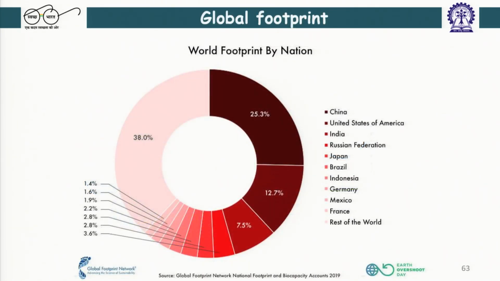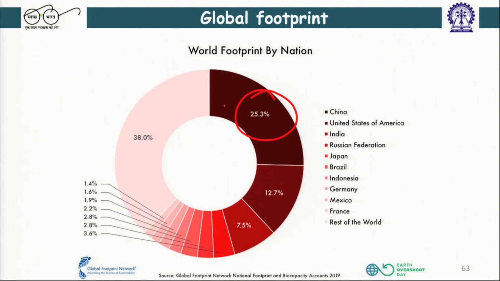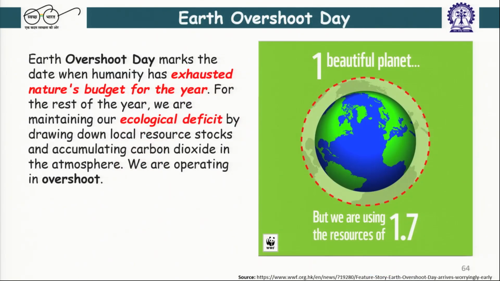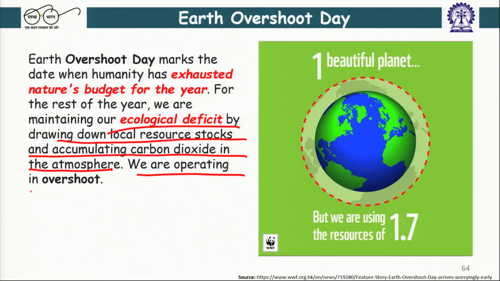If you look at the global footprint, China is number 1 among different countries, then we have the US, and India is number 3, at around 7.5% contribution to the global footprint. Then there is this interesting concept of Earth Overshoot Day, which marks the day when humanity has exhausted nature's budget for that year. For the rest of the year, we maintain our ecological deficit by drawing down local resource stocks and accumulating carbon dioxide in the atmosphere. We are operating in overshoot.